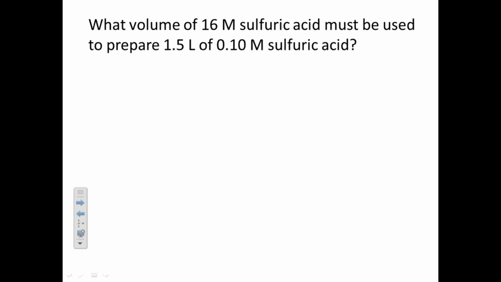What volume of 16 molar sulfuric acid must be used to prepare 1.5 liters of 0.10 molar sulfuric acid? So we're trying to make this. This is a set. Okay? This is our second volume and our second molarity. We want to make 1.5 liters of 0.1 molar.